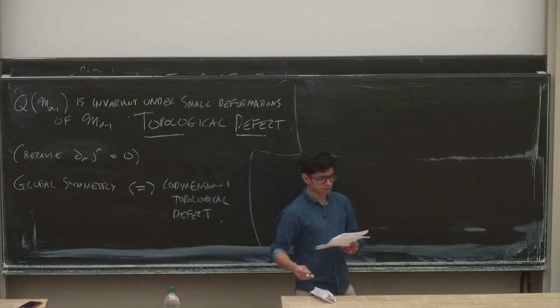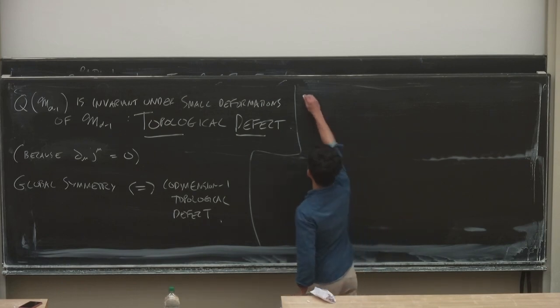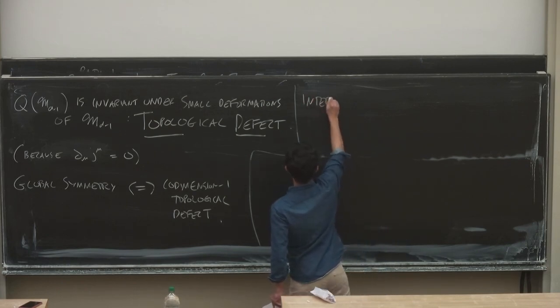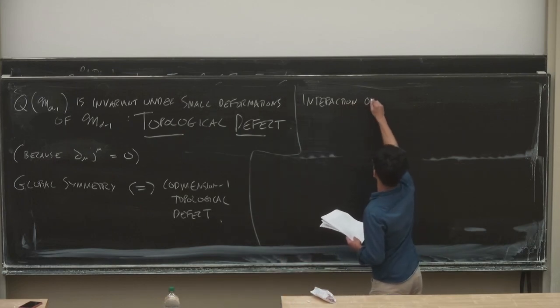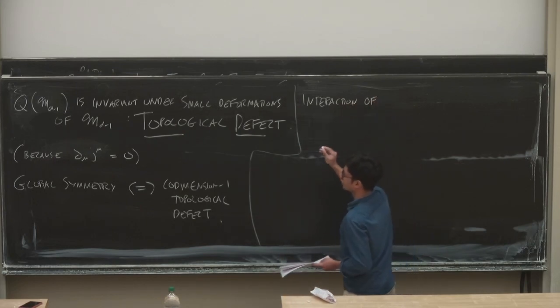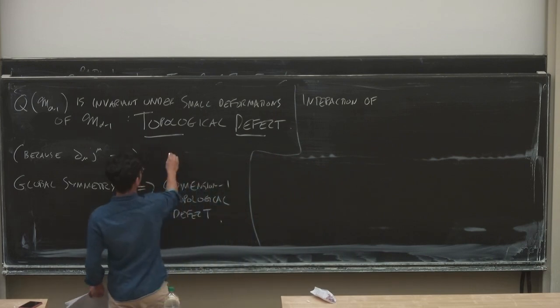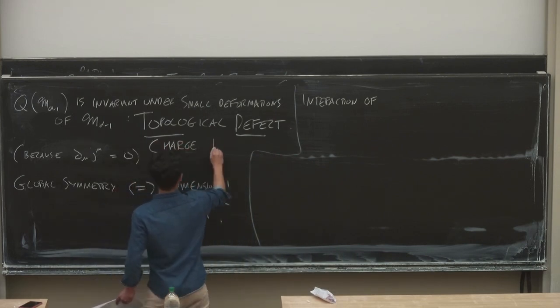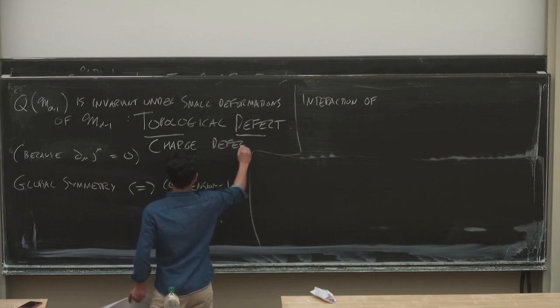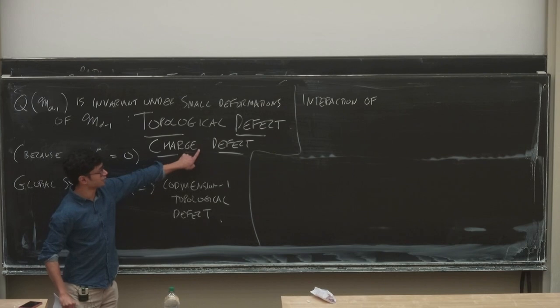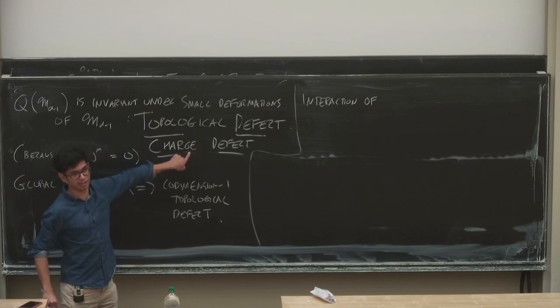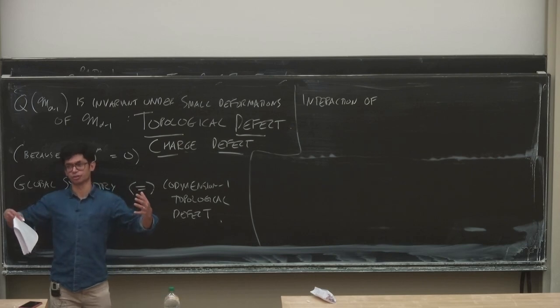So the first thing to do is to understand the interaction of this. Oh, I should say one more thing. You will also often see that this thing is called a charge defect as well, okay? So note that there's no D here. It's the charge defect. I'm really sorry, but it's a charge defect because it measures the conserved charge.